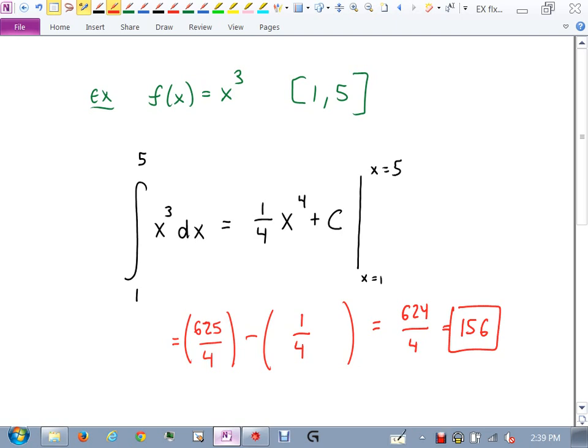Yes. What's that? What happened to C? Didn't they both have a plus C in them? This one had a plus C, and this one had a plus C, and when I subtract them, they go away, right? They cancel each other out. You see that?